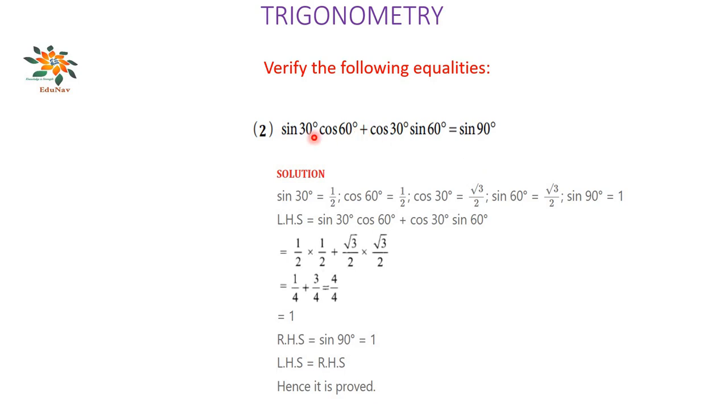In other words, sin 30 degree cos 60 degree plus cos 30 degree into sin 60 degree will be equal to sin 90 degree. Thank you, students.